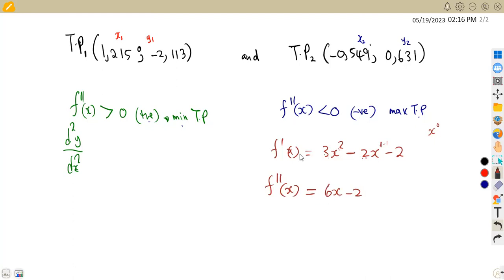But we are saying, if we are to substitute these values, let's start with the first point, the first turning point, this one.